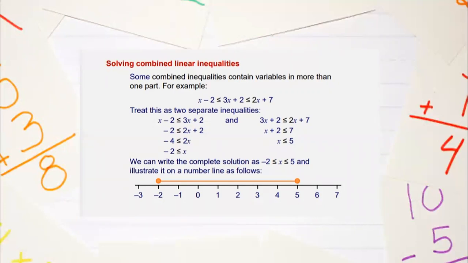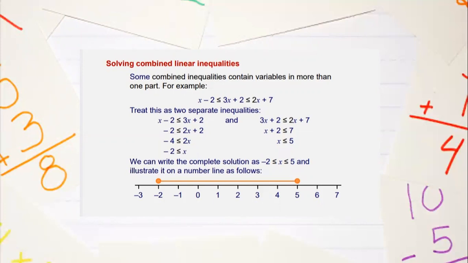The second part was where we left off: 3x plus 2 smaller than or equal to 2x plus 7. In here it's very simple. 2x is subtracted, and x plus 2 would be left, and x plus 2 is smaller than or equal to 7, and x would be smaller than or equal to 5.